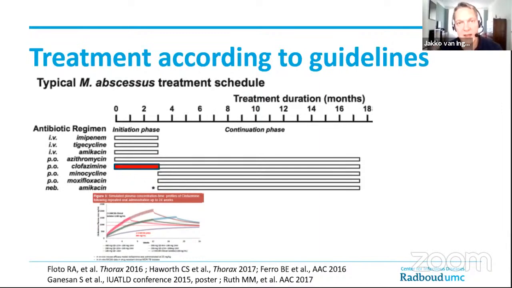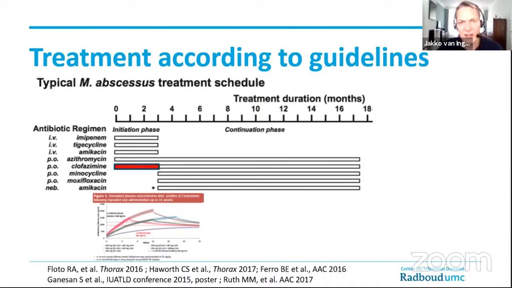So the current guideline says start with at least 3 drugs with proven in vitro activity. Now, roughly that translates into imipenem, although its testing is difficult, amikacin, tigecycline, and/or azithromycin. So there really isn't a lot more that you can do. And so you realize this is multiple IV drugs. This is incredibly toxic. And then we always add clofazimine from the start because of its PK.